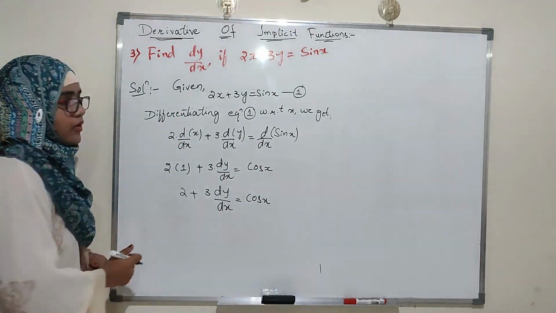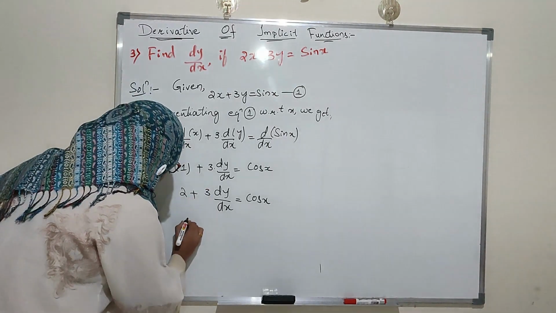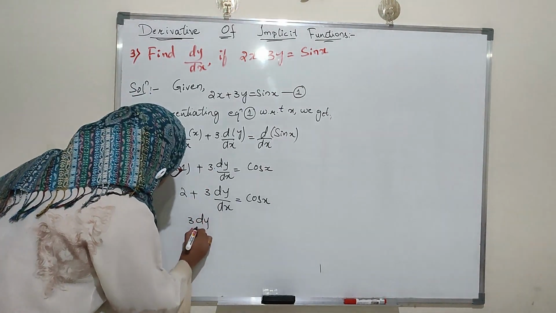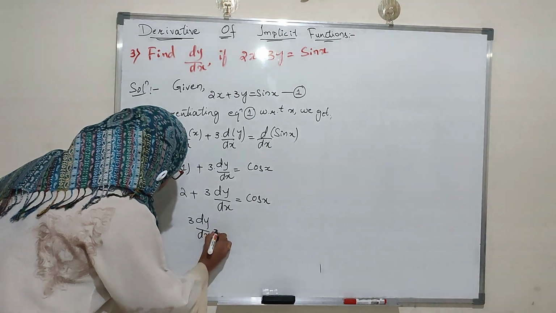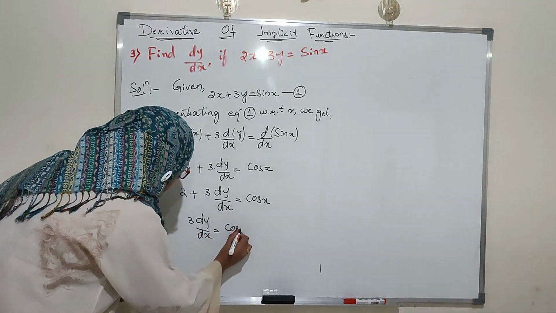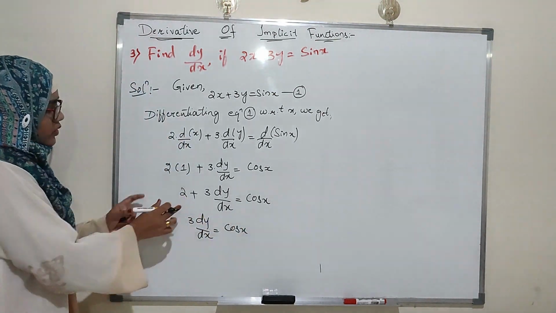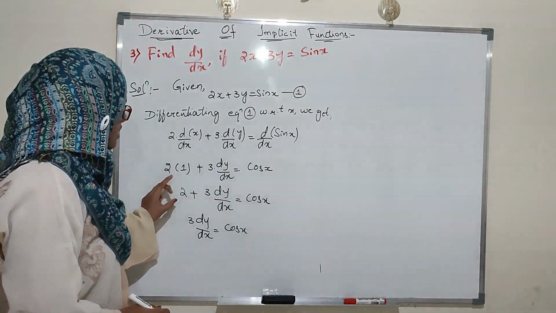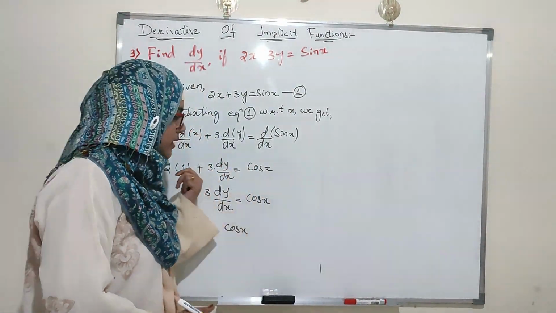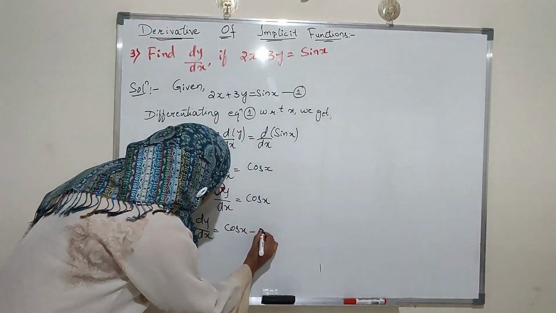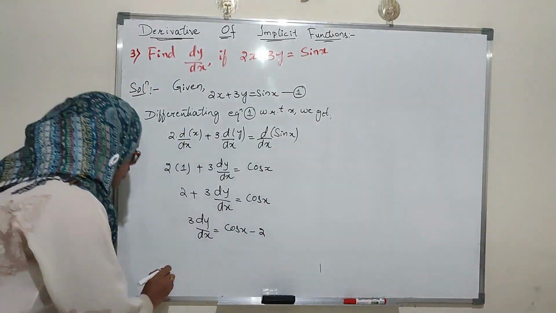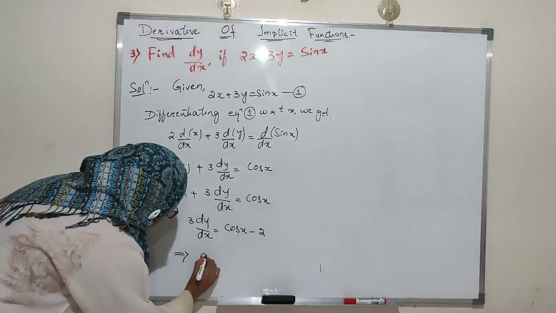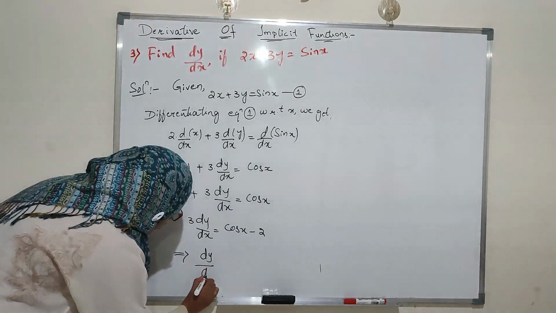But we have to find the value of dy by dx. That's why I am writing here 3 dy by dx is equal to cos x. I am taking this plus 2 from the LHS side. We are having plus 2 on LHS side. I am taking this plus 2 to the RHS side. It will become minus 2. Cos x minus 2. Okay. So this implies 3 dy by dx equal to cos x minus 2.